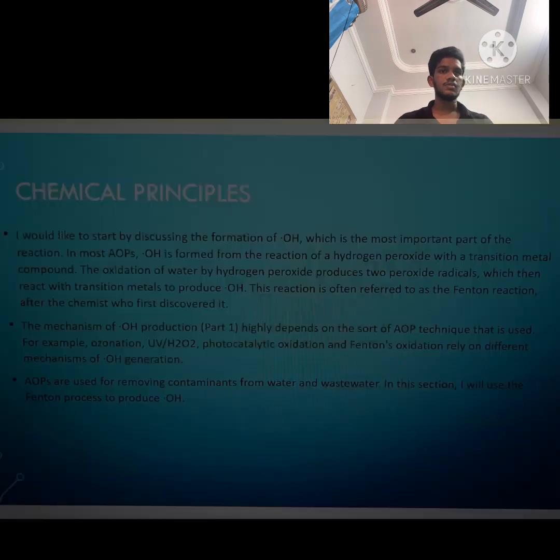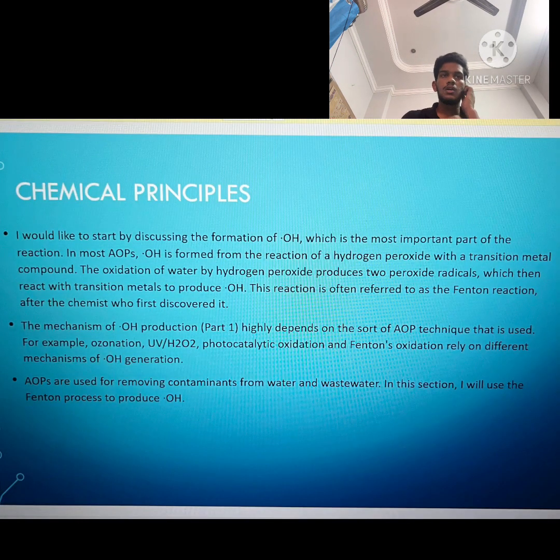Next, chemical principles. I would like to start by discussing the formation of OH, which is the most important part of the reaction in most AOPs. OH is formed from the reaction of hydrogen peroxide with a transition metal compound. The oxidation of water by hydrogen peroxide produces two peroxide radicals, which then react with the transition metals to produce OH. This reaction is often referred to as the Fenton reaction after the chemist who first discovered it.